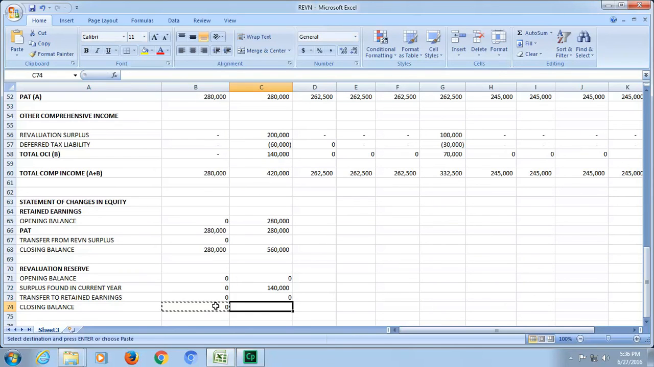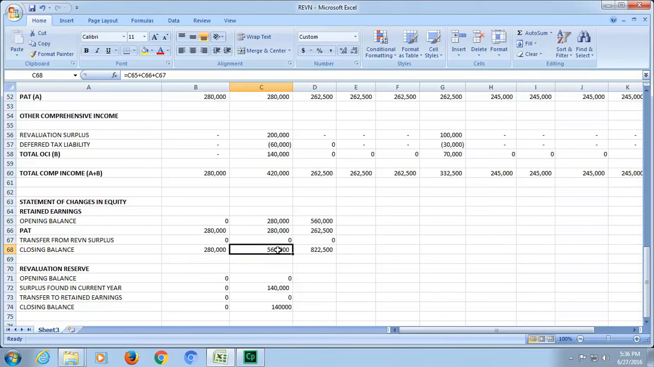The closing balance would be 1,40,000 only. So again transfer from revaluation surplus is equal to whatever has been transferred from the revaluation surplus, hence it is 0. There is no transfer here, so something has to be transferred from here to here, which is not there in this problem. Okay, so we can now copy these figures here, Control C.